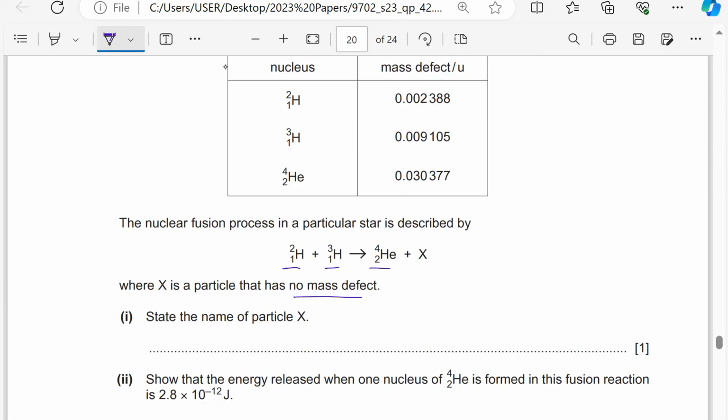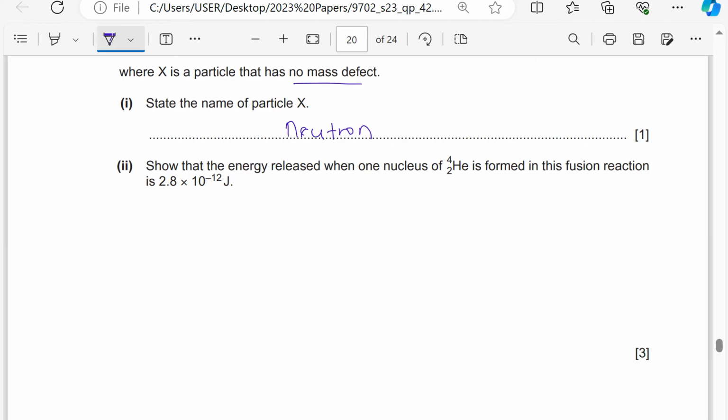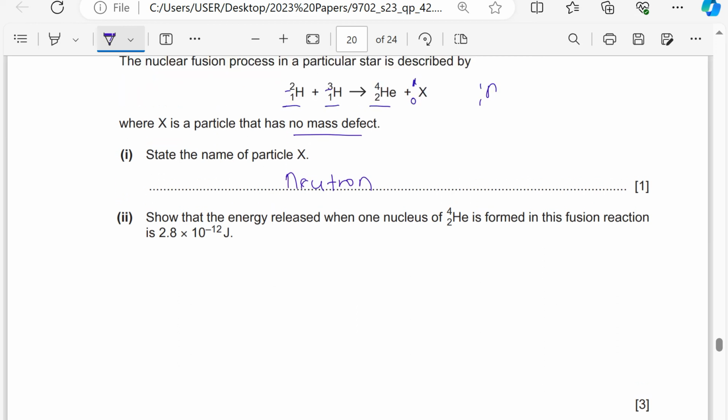We can try to balance. So here it is 2 plus 3, that is 5. So this should be 1 to make it 5, and this should be 0. And I think this is a neutron. So this is a neutron. So that the energy released when one nucleus of helium is formed in this fusion reaction is equal to that.